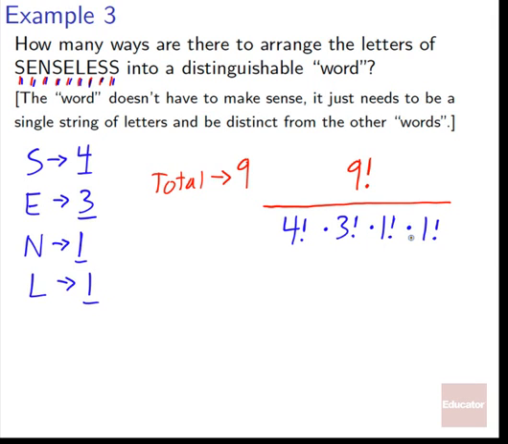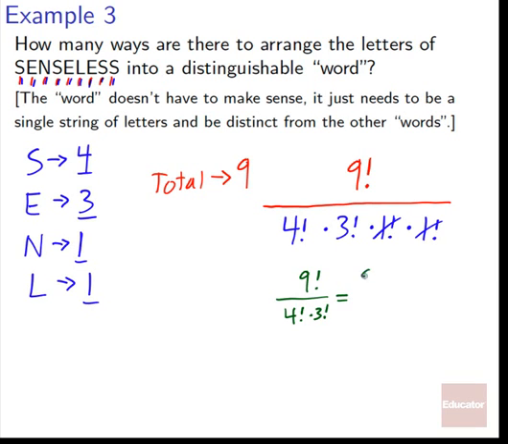Now, 1 factorial is just 1, that's it, right? There's nobody further down to go. So 1 times 1, we can just get rid of them for now. So at this point, we've got 9 factorial over 4 factorial times 3 factorial. We could punch that into a calculator if we wanted, and it would give us the answer. We also might want to simplify things a little bit.